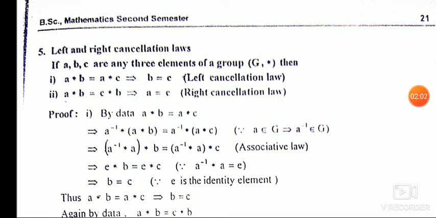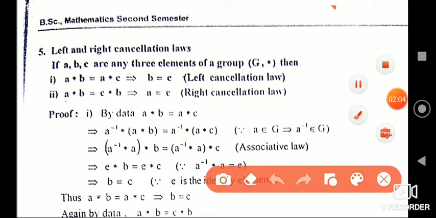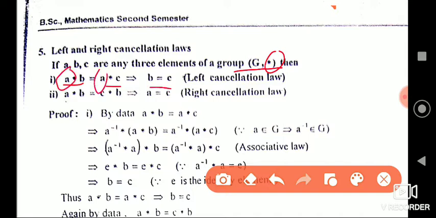Let's just see the definition. If A, B, C are any three elements of group G with binary operation star, they did not tell whether it is multiplication or addition, they just told the star, then A star B is equal to A star C. That is given. A star B is equal to A star C implies that B is equal to C. You can see A is on the left hand side in both the terms, so we can cancel that A and call it left cancellation.